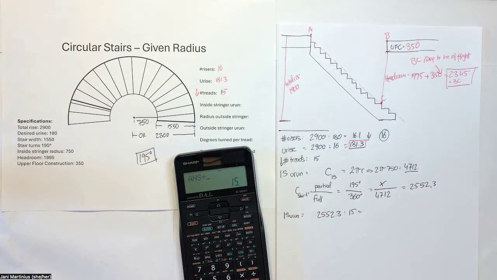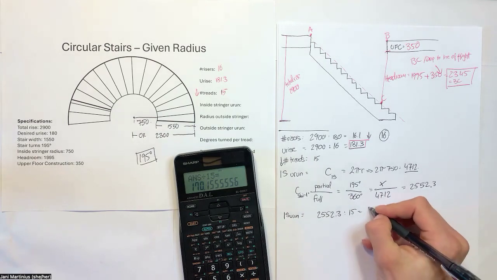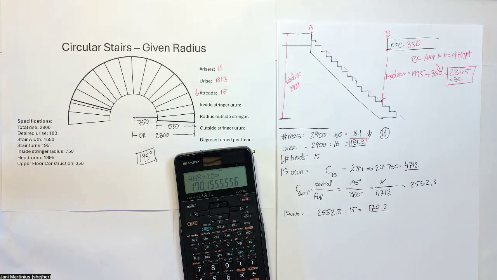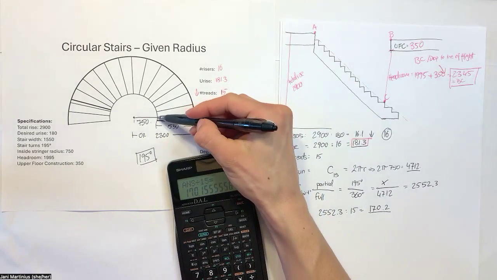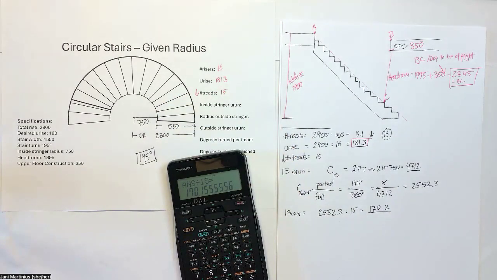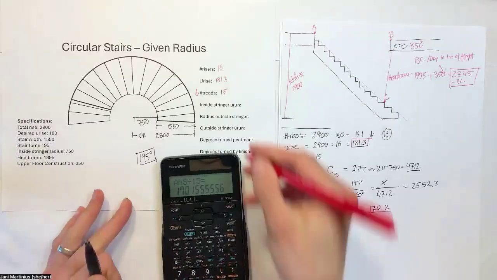Dividing by 15 in the calculator gets us 170.2. So that means the run on the inside of the stair is going to be 170.2 mils.